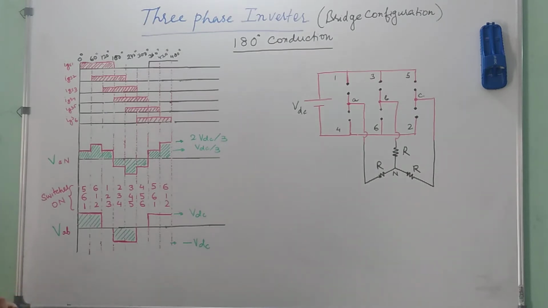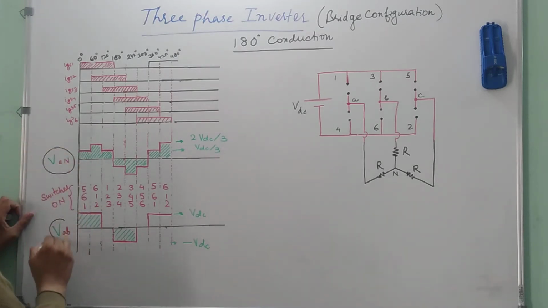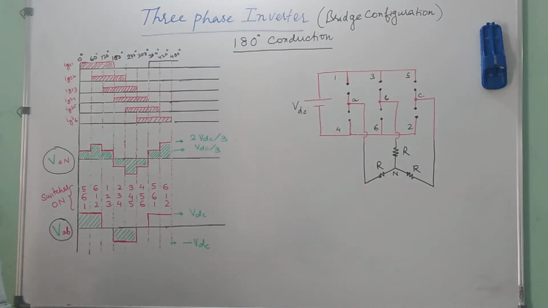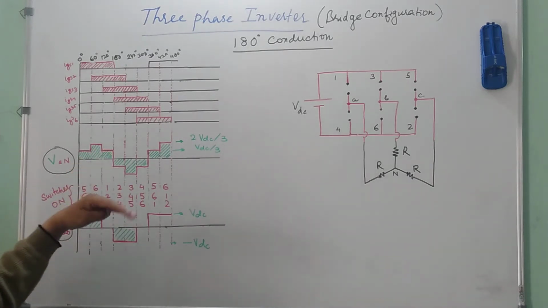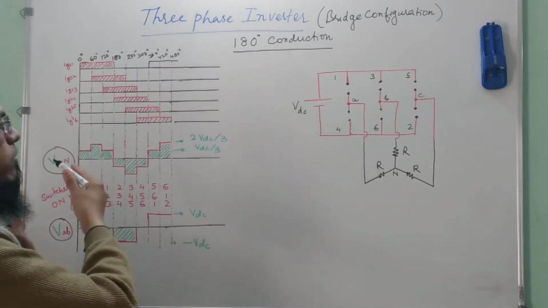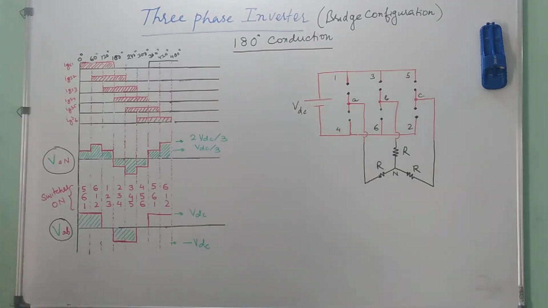Now let us see how we obtain the phase voltage and the line voltage. I have shown the waveform for a single phase only. We can extend it for the other two phases also. We can obtain the waveform for the other two phases also. You just have to shift the waveform by 120 degrees to the right for the two phases respectively. So let's start by looking into the circuit.